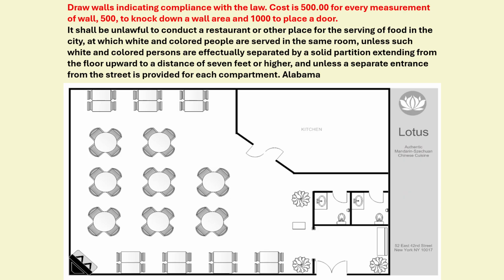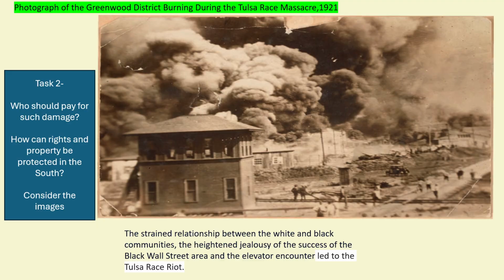We then analyze segregation laws. This one is designed to look at the state of Alabama with regard to restaurant licensing. We have additional tasks for Tulsa, the burning of Black Wall Street, asking students to complete these tasks.